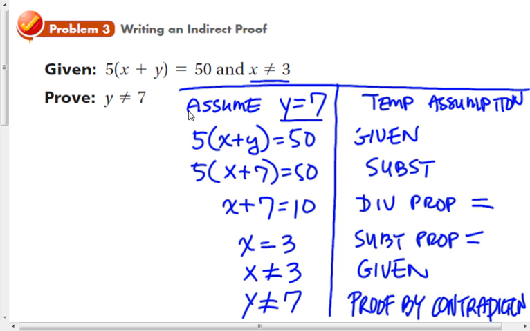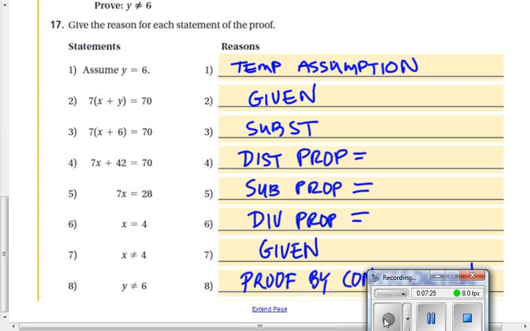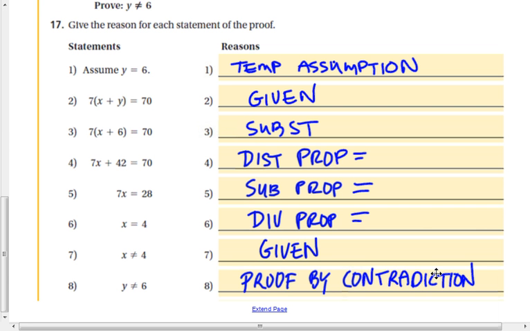All right, you try one of those. All right, that's the lesson for the day. Go ahead and do the lesson check, and we'll talk about it next time we meet in class.